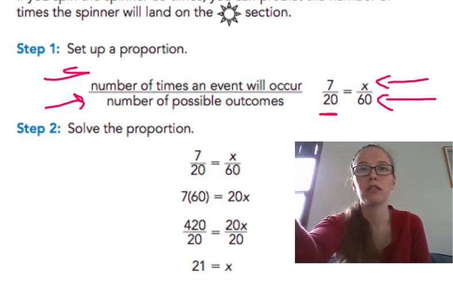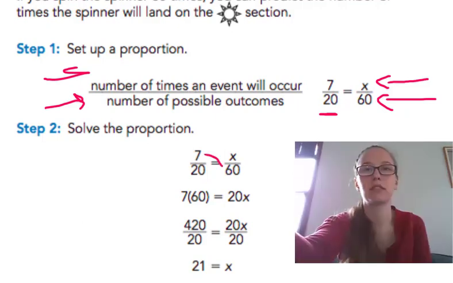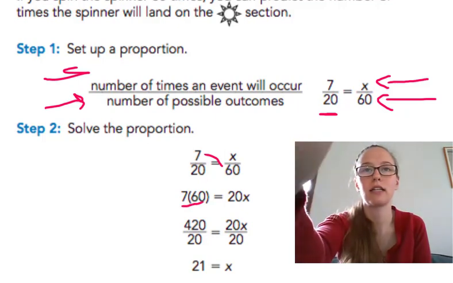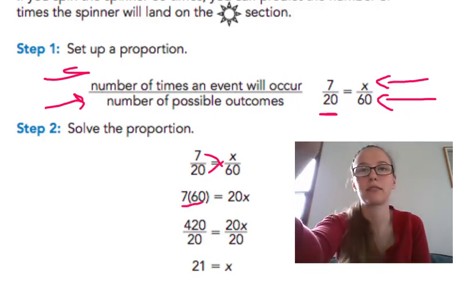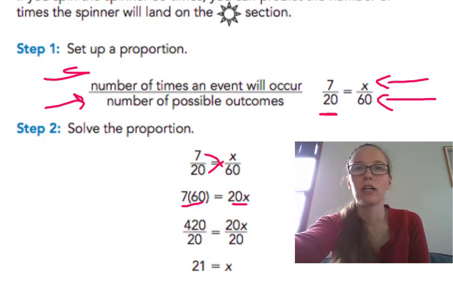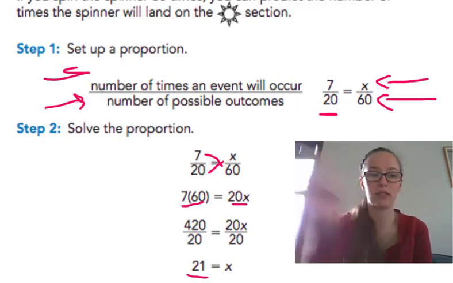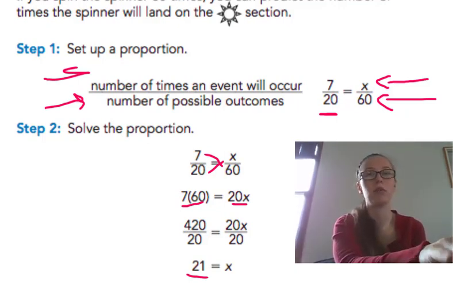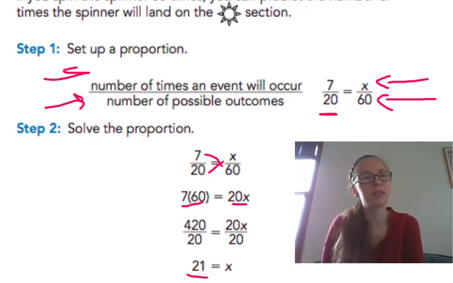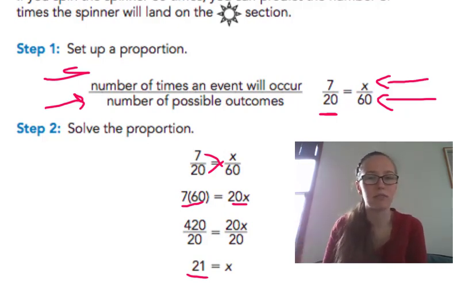So what we do is we cross multiply, so 7 times 60 and 20 times x. To solve 420 equals 20x, we divide both sides by 20, and 420 divided by 20 gets me 21. That means if you spin the spinner 60 times, you can expect to land on the sun 21 times. That's not what will definitely happen, but you can predict it's going to be about 21 times based off the theoretical probability.